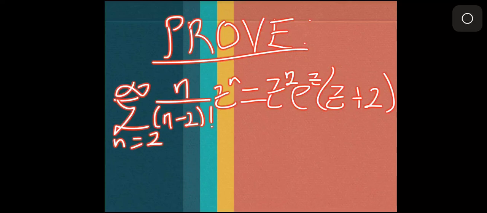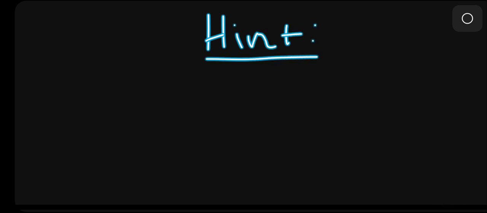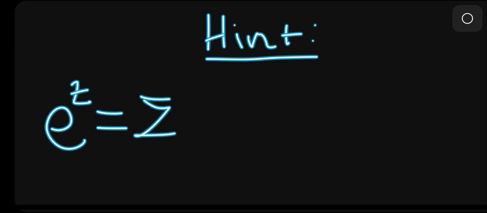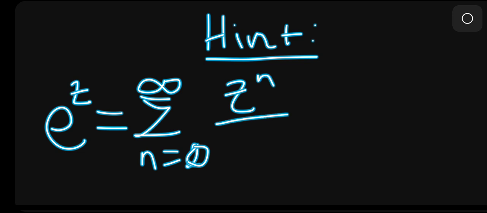Let's prove the equation on the screen. First of all, we would prove this using this one, but we would use this hint. We know that the exponent e power z is actually equal to the sum from n equals 0 all the way to infinite of z power n on n factorial.